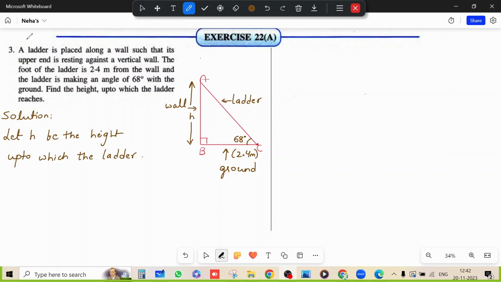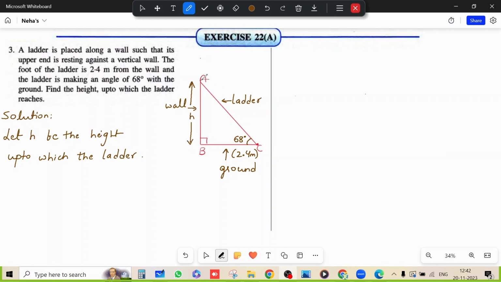Question number 3 is, a ladder is placed along a wall such that its upper end is resting against a vertical wall. The foot of the ladder is 2.4 meter from the wall, and the ladder is making an angle of 68 degree with the ground. Find the height up to which the ladder reaches.